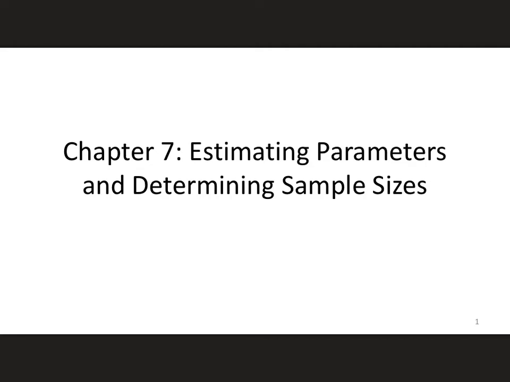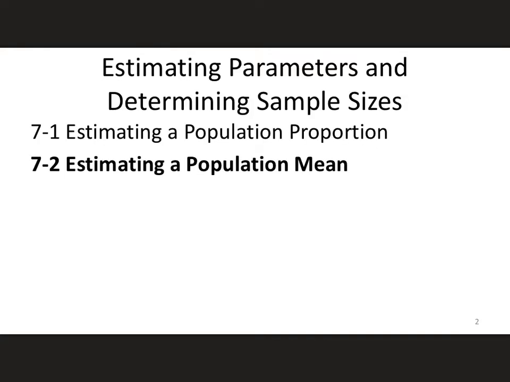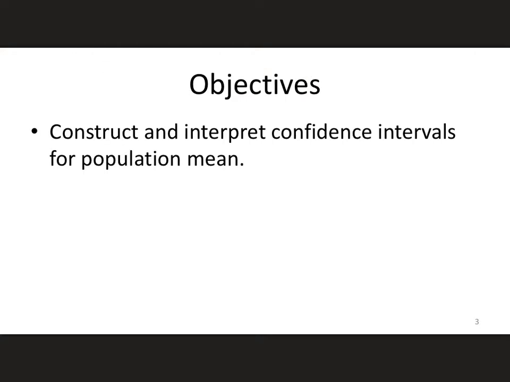As we continue with Chapter 7, Estimating Parameters and Determining Sample Sizes, we are going to be looking at estimating population means in Section 7.2. The objective here is to construct and interpret confidence intervals for a population mean.